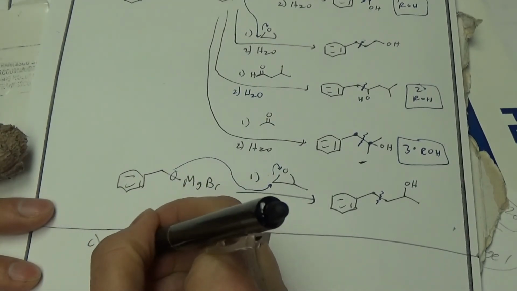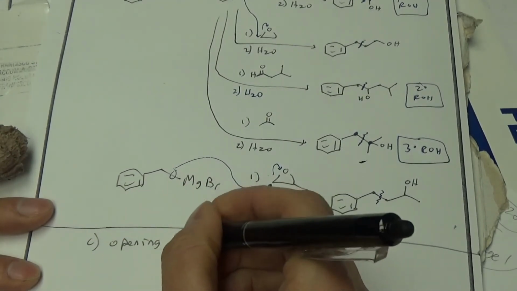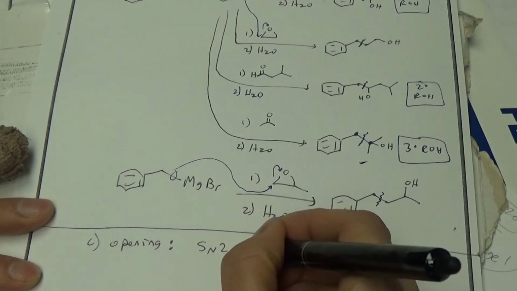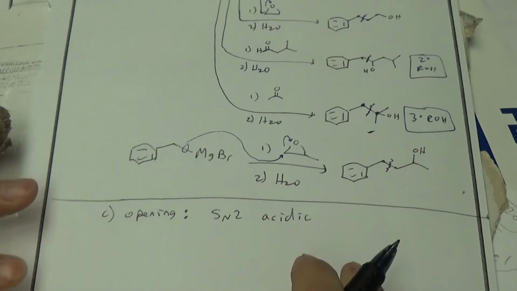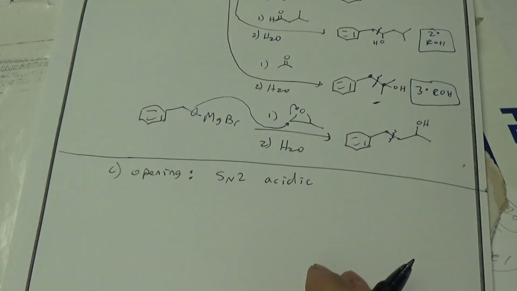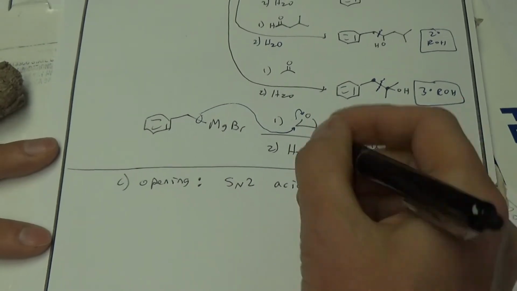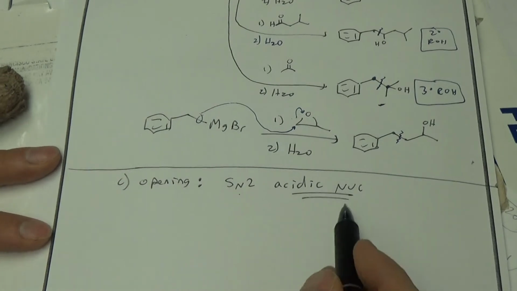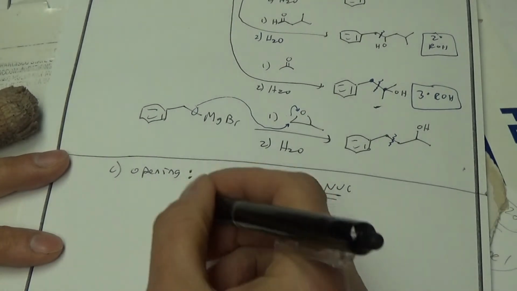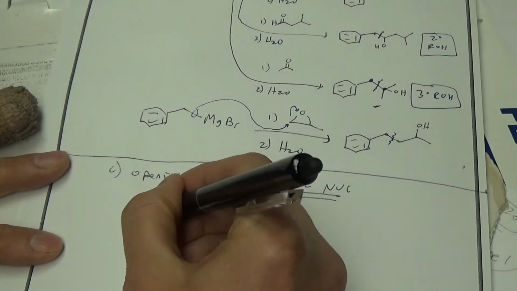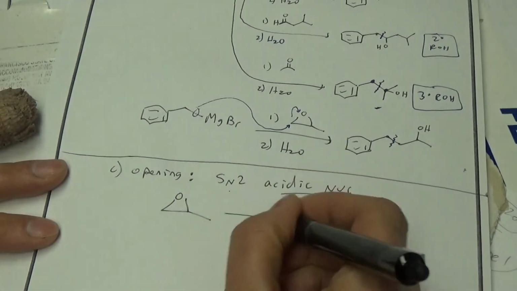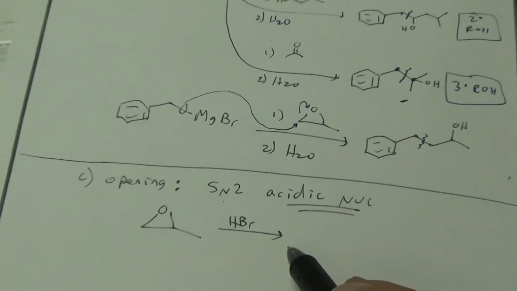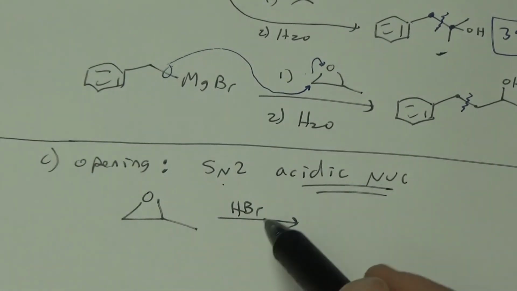opening epoxides, and we're going to have SN2 that's acidic, and we're going to have SN1 that's acidic. I just got to mention these real quick. It's easy though. Acidic nucleophile. Okay. So this will be SN2 also, but it's going to be using an acidic nucleophile. So here's the example. HBr. Okay, now we have an acidic nucleophile. HBr is an acidic nucleophile. It's just going to be SN2.